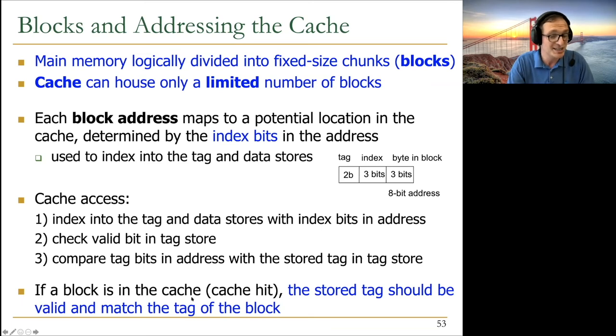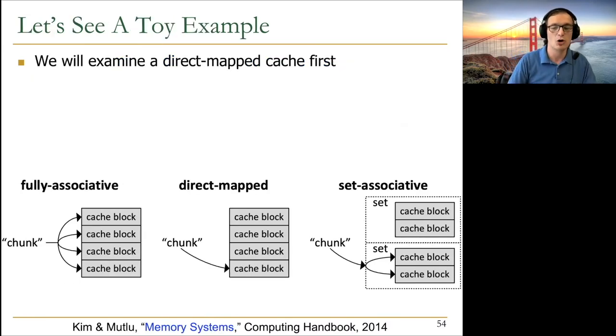Basically, if a block is in the cache, the stored tag should be valid and match the tag of the block, which means that the processor should have earlier brought the block into the cache, set the valid bits, and set the tag bits at the appropriate index. Okay, so hopefully this makes sense. Now let's go into an example.